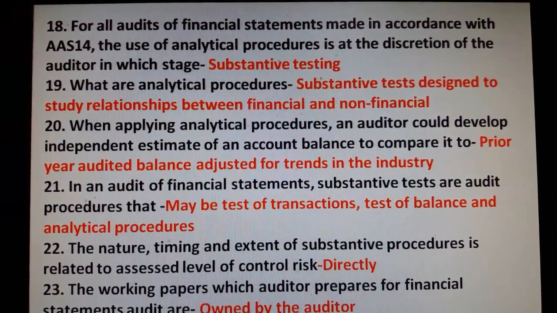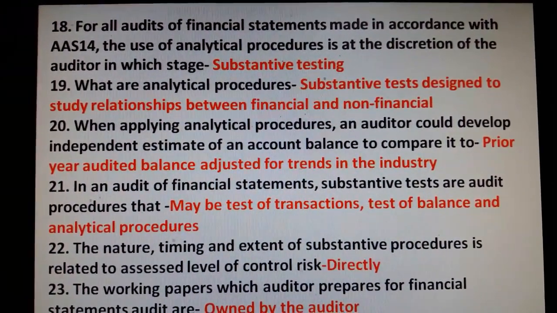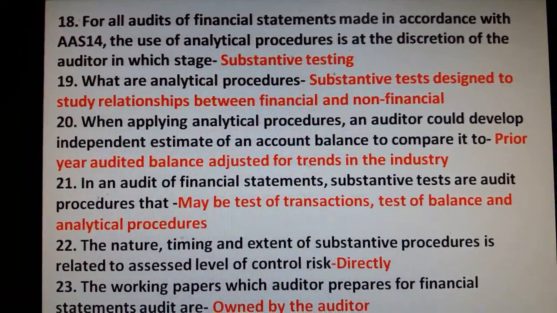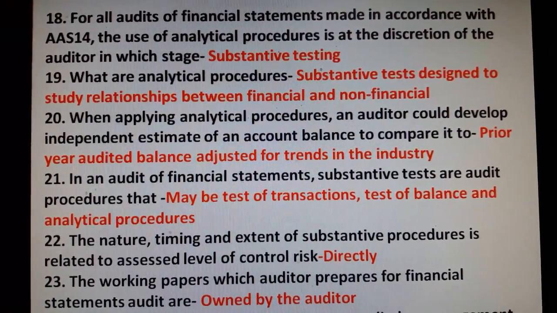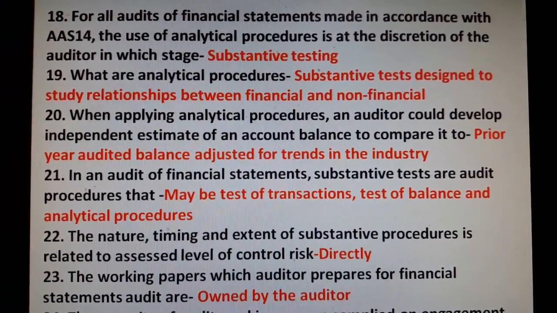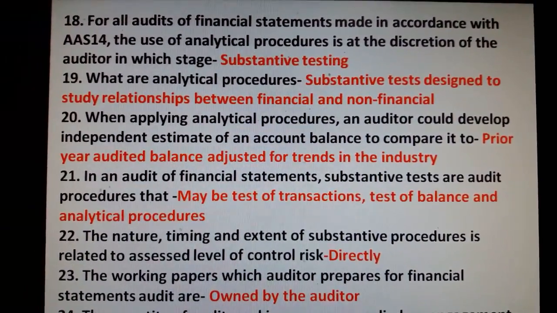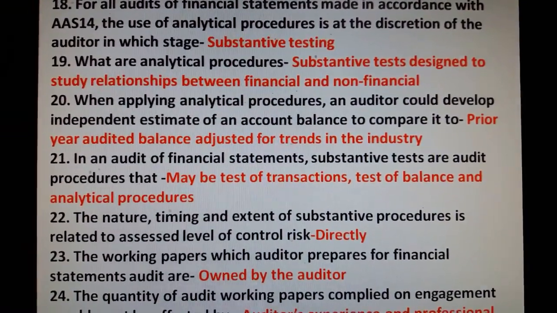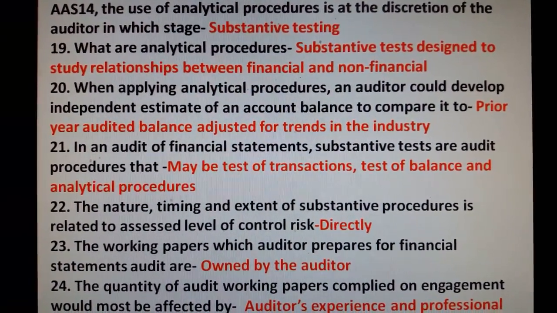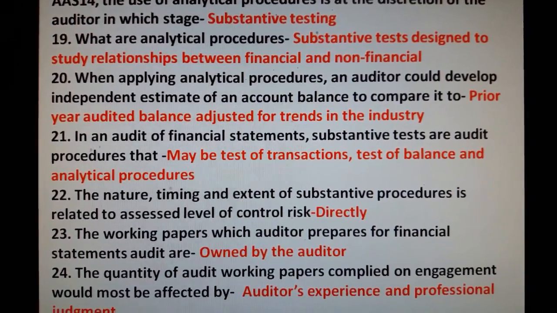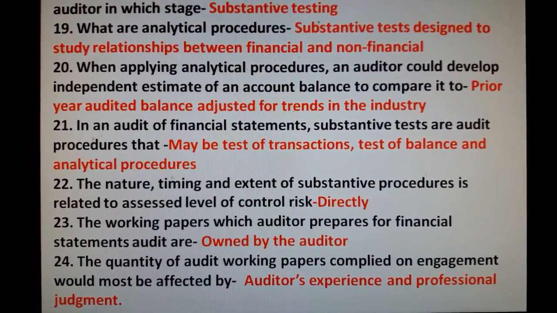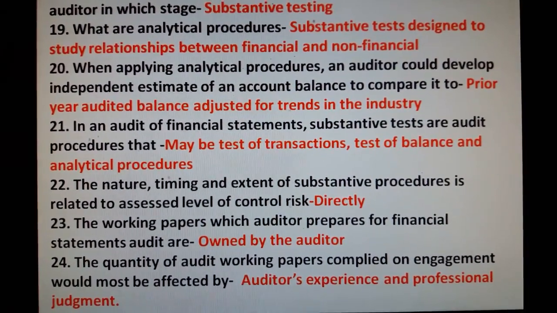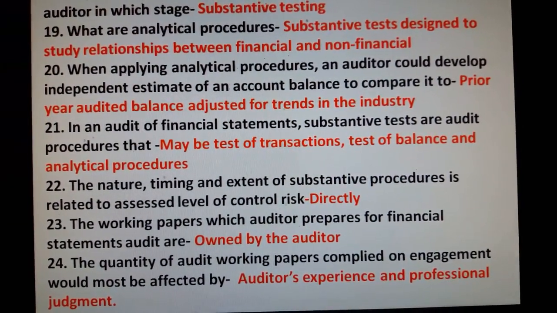In an audit of financial statements, substantive tests are audit procedures that may be test of transaction, test of balance, and analytical procedure. Question number 22. The nature, timing, and extent of substantive procedure is related to assessed level of control risk directly. The working paper which auditors prepare for financial statement audit are owned by the auditor. The quantity of audit working paper compiled on engagement would most be affected by auditors' experience and professional judgment.